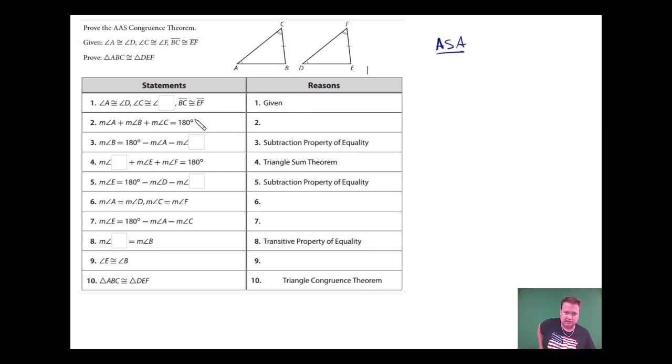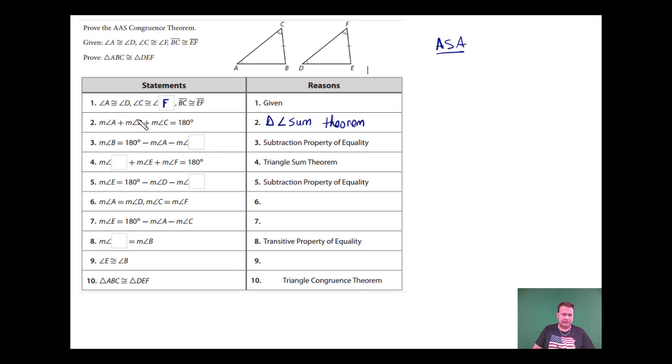Let's take a look at the first statement. We got angle A is congruent to angle D, and we got angle C is congruent to angle F, and that's part of our given statement. And then we got BC congruent to EF, and that's what the tick mark shows. And now we've got the fact that angle A, angle B, and angle C all add up to 180 degrees, and this is called the triangle angle sum theorem, and all it says is there's 180 degrees in a triangle.